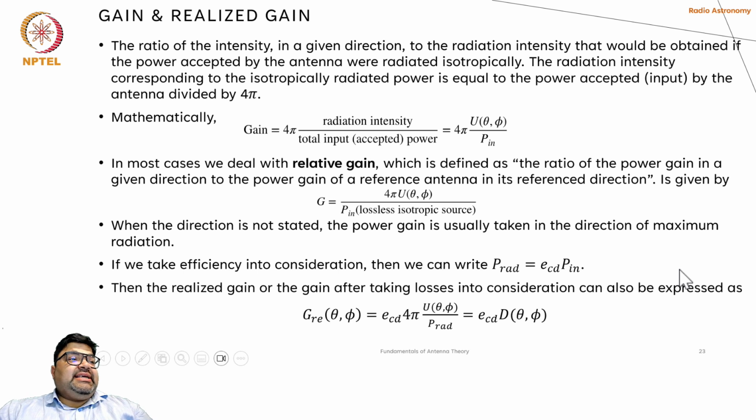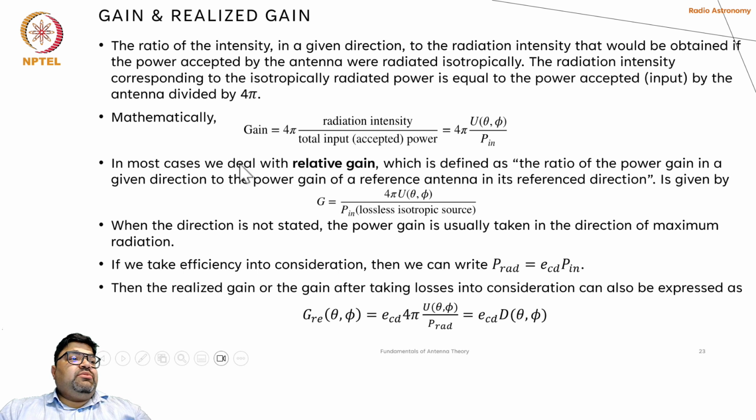Gain and realized gain. Of course this is a system, it is radiating power, it is receiving power in the reception mode, and so there should be a gain involved. The gain looks similar to directivity: the radiation intensity over the total input accepted power. The ratio of this is called the gain.